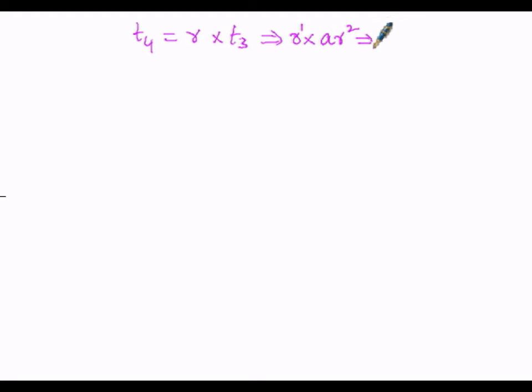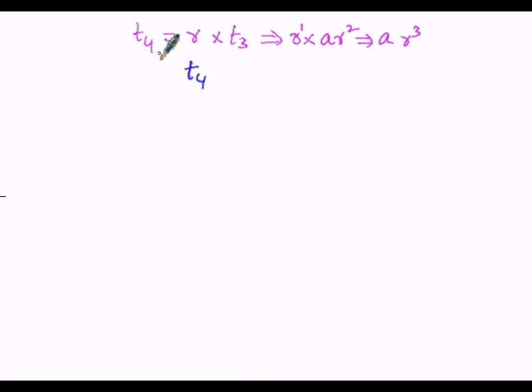So that implies the bases are equal, so we have to add up the exponents. The exponents are 1 as well as 2, and 1 plus 2 is 3. So r to the power of 3. In this manner I got T4.